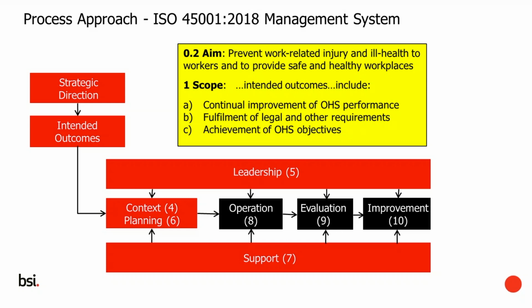Other management system standards, 9,000, 14,000, talk about compliance obligations, but essentially we're talking about the same thing. And the third thing that the scope of 45,001 tells us is that we should be achieving the OHS objectives. So again, very much clause 6 stuff. So that's where we're trying to get to.